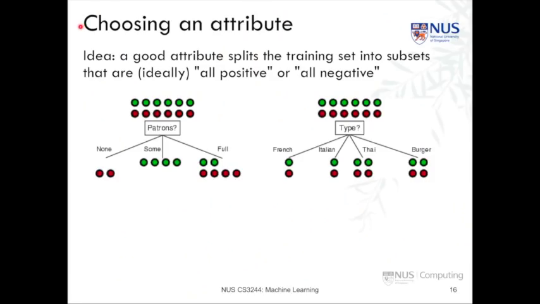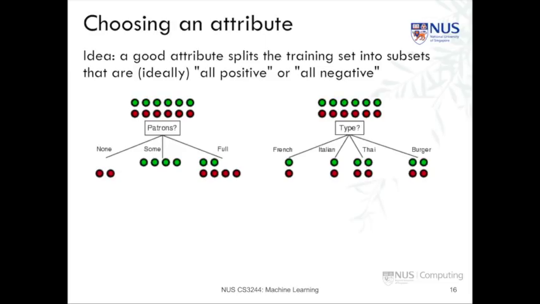So in the last section, we had this algorithm for decision tree learning, but we left out a critical part, which is deciding how to choose the correct attribute. The idea behind choosing an attribute is we want to find one that splits the training set into subsets that are ideally pure, in the sense that they're all positive or all negative in the case of binary classification. Let's look at this in practice.